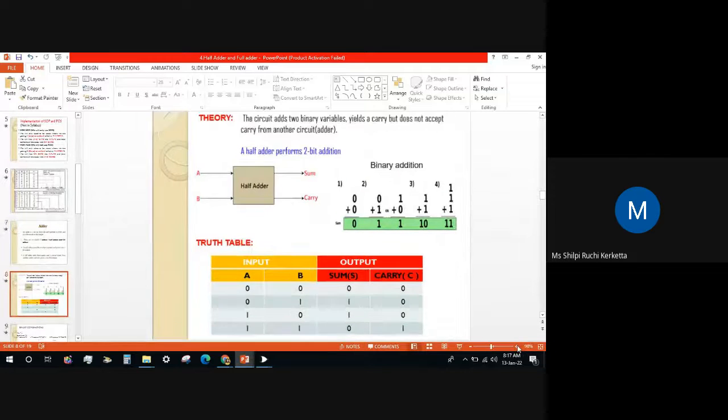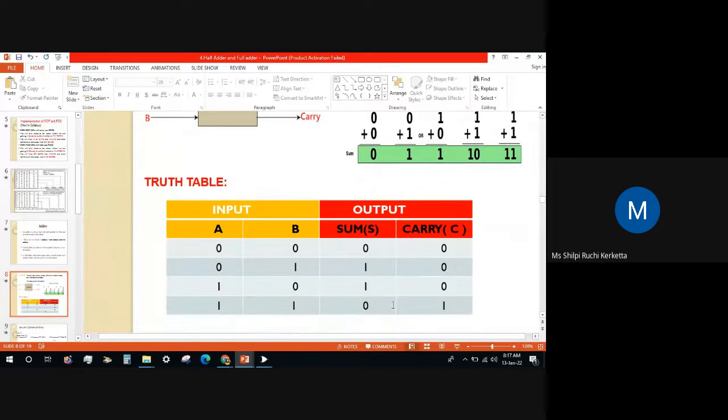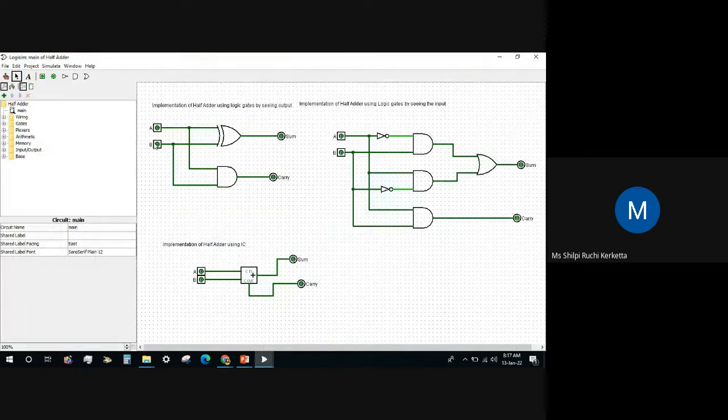If we go through the truth table, for 0 0, the sum is 0 and the carry should be 0. Okay. So if we do 0 0, then the sum is 0 and the carry is also 0. So what if we do 0 1? Then our sum becomes, we add 0 plus 1. So our sum becomes 1 and the carry becomes 0.